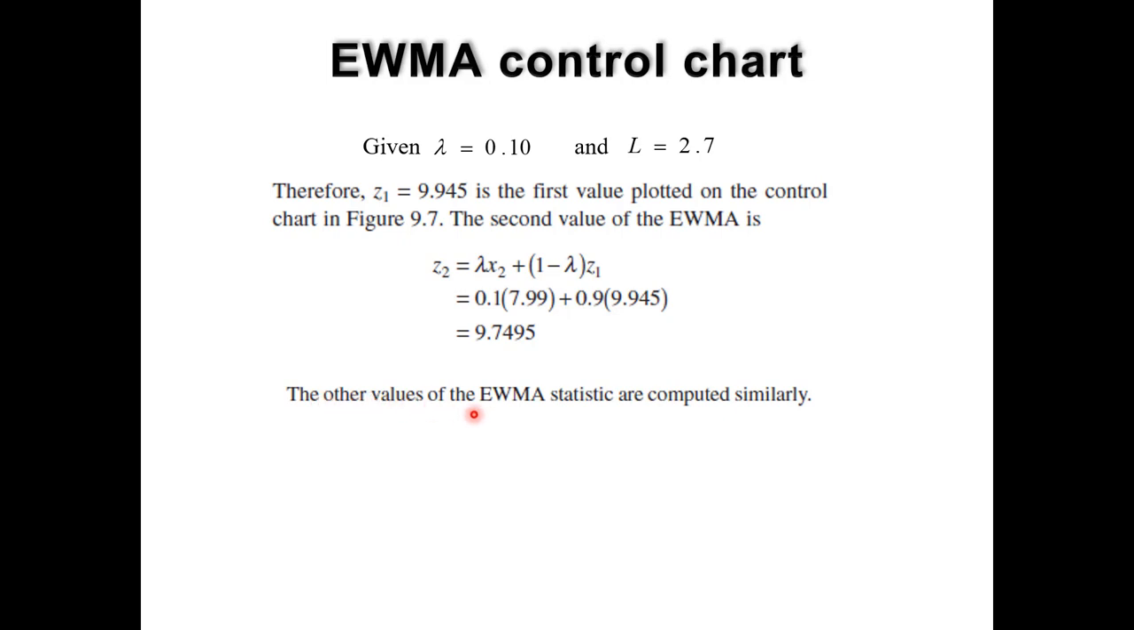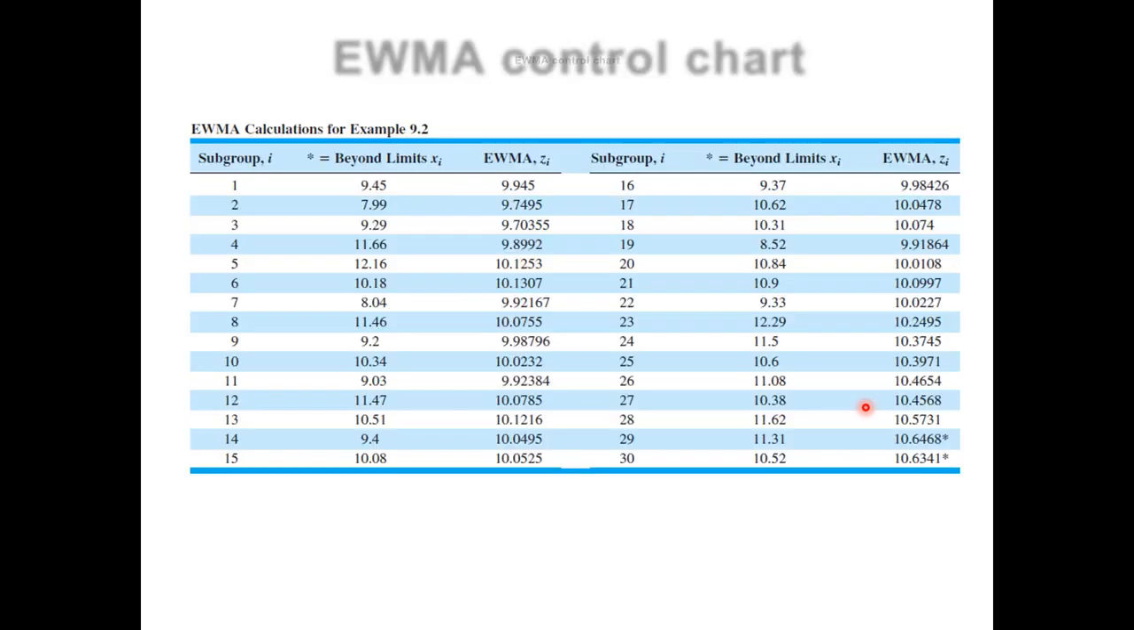Those are the computations showing how we can compute z1 and z2. The other values of the EWMA statistic are computed similarly. From here we can see all the values of the EWMA Z statistic for each and every value given in table 9.1. All these are the individual x values, and here is the EWMA Z statistic.